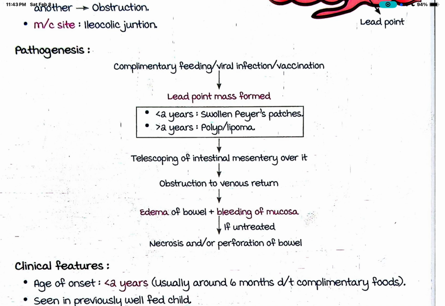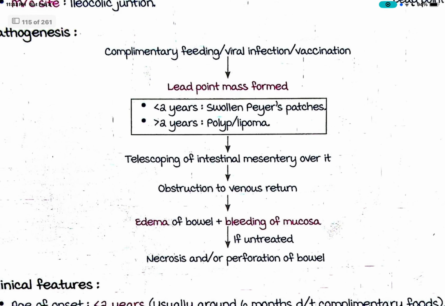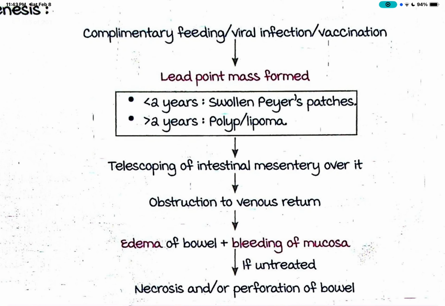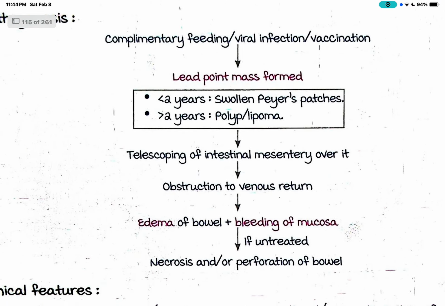Ileocolic junction. Pathology: pathogenesis involves complementary feeding, viral infection, vaccination, and a lead point mass formed. Less than 2 years, swollen Peyer's patches or swollen lymph nodes is the most common cause. More than 2 years, polyp and lipoma are the common causes.